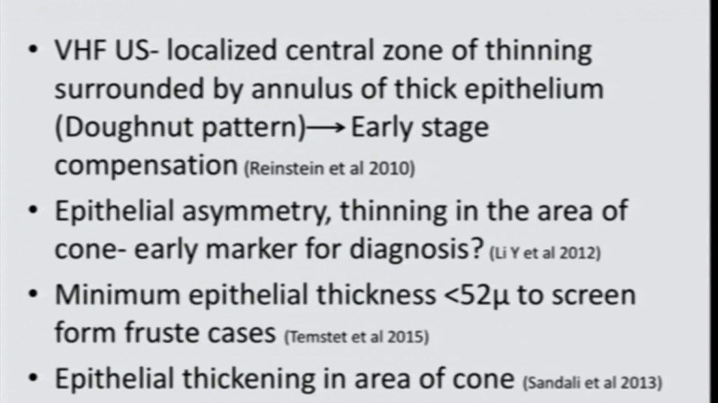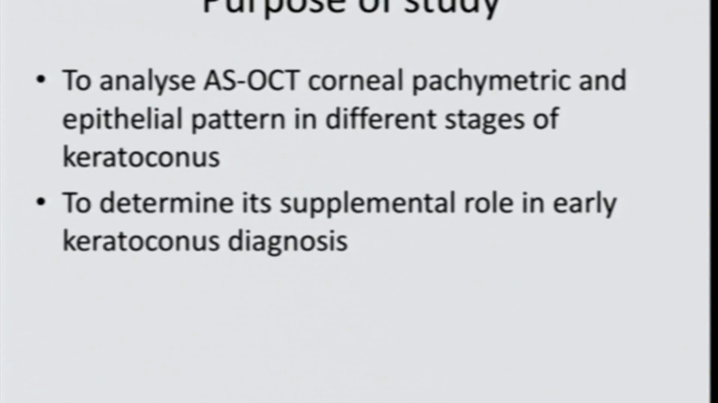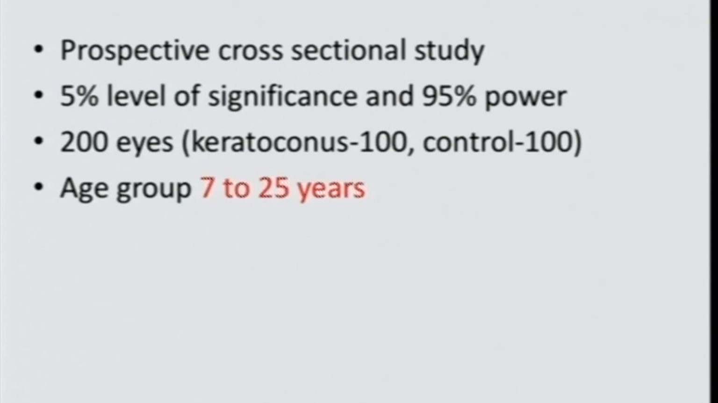In 2015, Reinstein et al. proposed a diagnostic threshold of 52 microns for minimum epithelial thickness for diagnosing forme fruste cases. However, a study by Sandali et al. in 2013 found epithelial thickening in the area of cone in advanced cases. This uncertainty in the nature of epithelial compensation led us to conduct a study to analyze ASOCT corneal pachymetric and epithelial pattern in different stages of keratoconus and to determine its supplemental role in early keratoconus diagnosis.